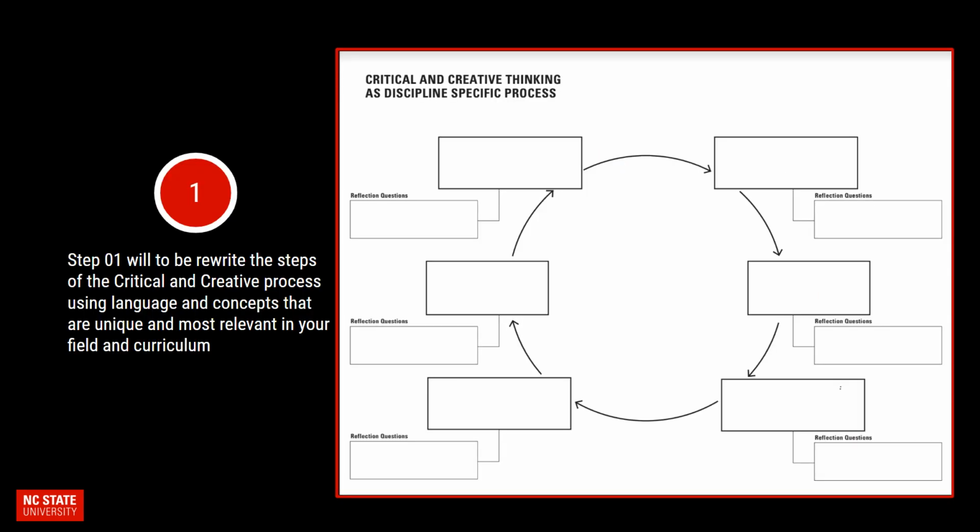Step 1 will be to rewrite the steps of the critical and creative process using language and concepts that are unique and most relevant in your field and curriculum. What does the critical and creative thinking process look like in your discipline or classroom? What is the language that you would use? What are the unique and discrete steps your students need to take? We'll walk through a few examples.